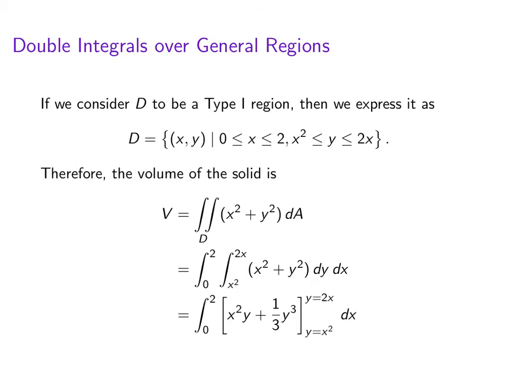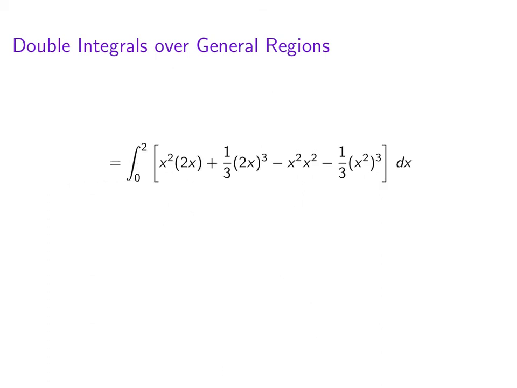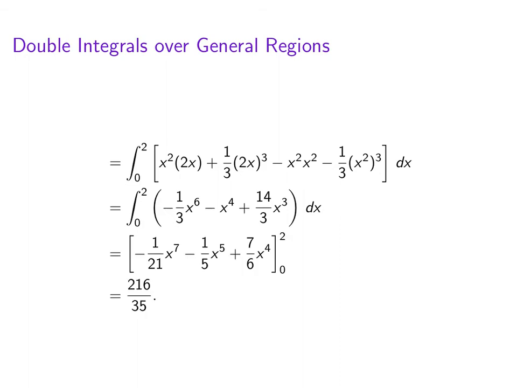We evaluate the inside integral with respect to y, and we're plugging in the lower and upper limits of y equals x squared and y equals 2x. So we'll plug those y values in, and we'll get this integral here. A bit messy looking, but actually pretty straightforward, because it's just a polynomial function now. If we clean it up, we'll get this integral, and now it's smooth sailing to the end. Compute an antiderivative, plug in the lower and upper limits, and if you simplify it all, you'll get 216 over 35.